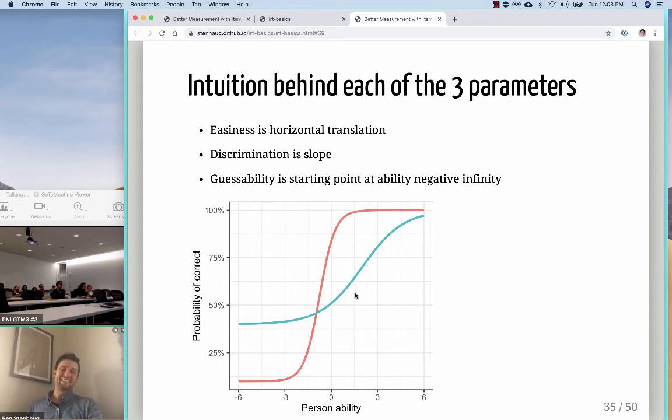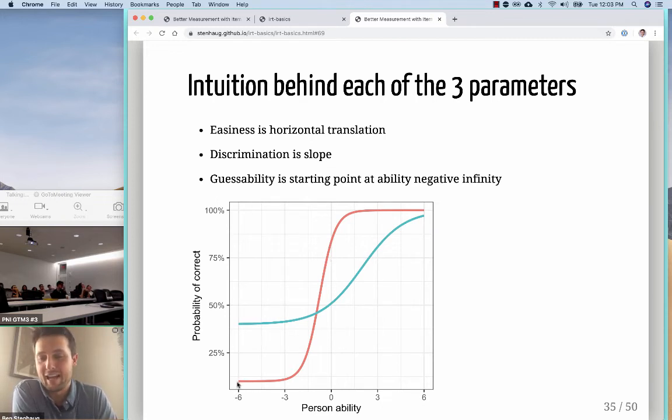I'm trying to think, is this hard or easy? Well, at person ability zero, it's a pretty hard item because being at zero doesn't get me much above what someone at negative infinity is at. I've compared this here to this red curve, which is a low guessability.